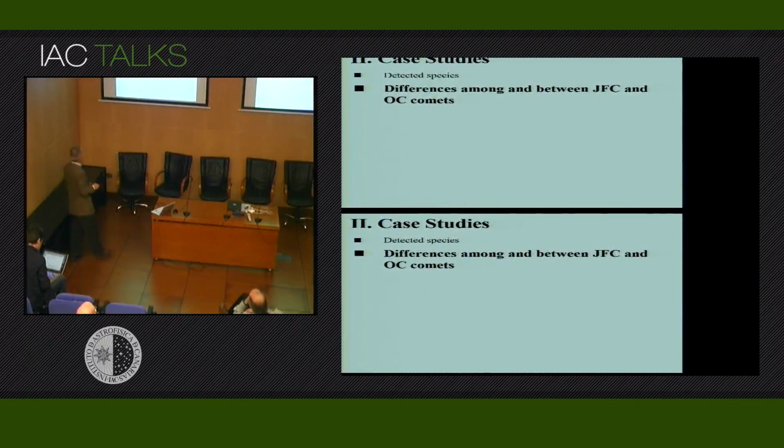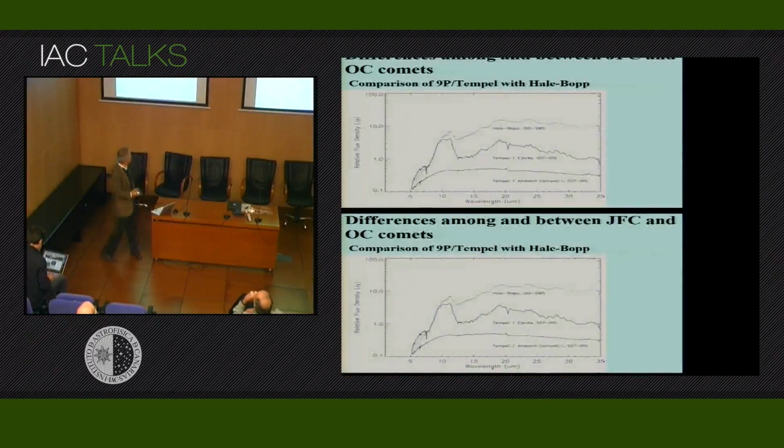Here we have, in relative flux, again the pre-impact Tempo 1, the post-impact Tempo 1, and the Hale-Bopp spectrum. They have similar morphologies, but when they're analyzed in detail, we find interesting differences between these two and other comets, but I'm using these two as examples.